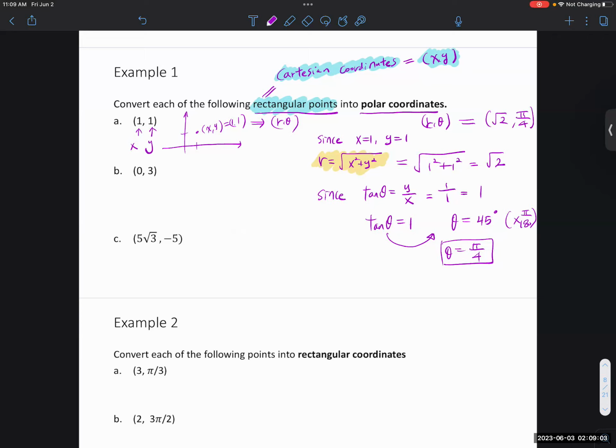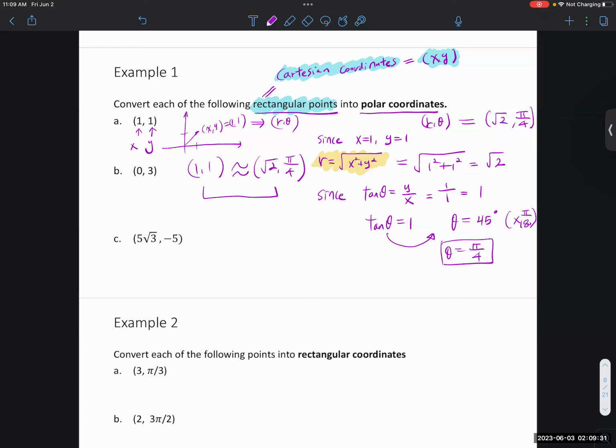So what does it mean? (1, 1), this is the Cartesian rectangular point. It is the same as radical 2, pi over 4 in the polar coordinate system. They are the same, indicating the same position in that space. Okay, so that's how you convert from rectangular to polar.